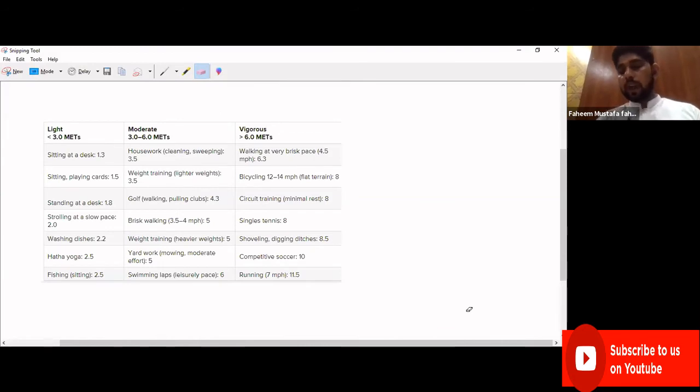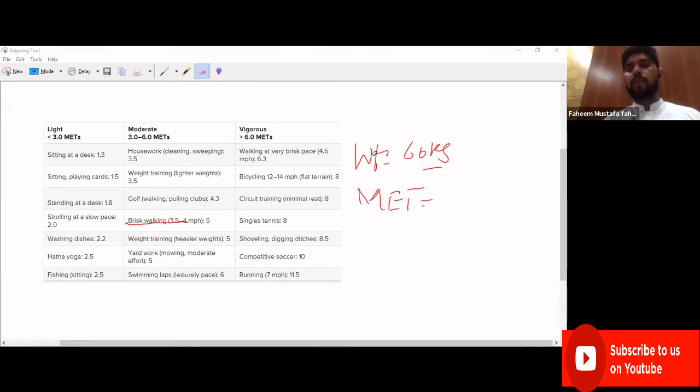For example, suppose my body weight is 60 kg and I'm taking a brisk walk for 1 hour. The Met score for brisk walk is 5.